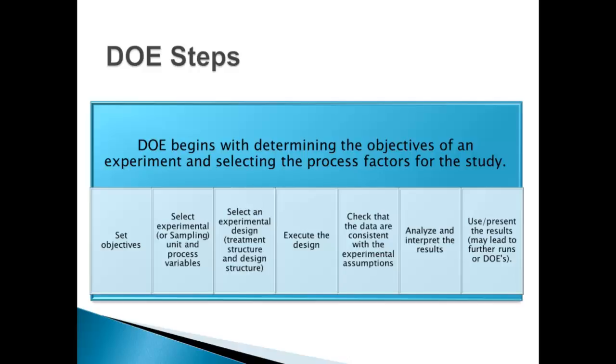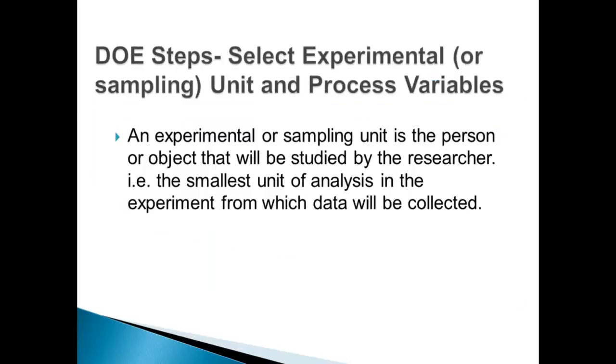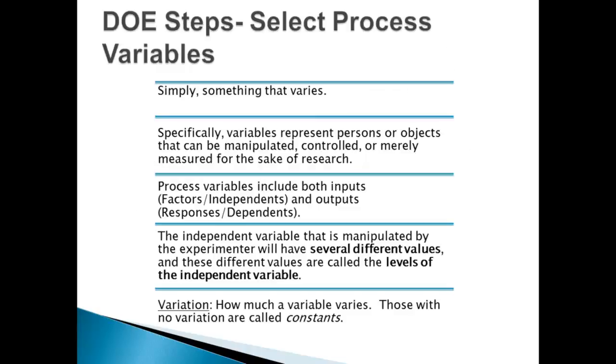So having set the objectives, we then go into select the experimental unit. An experimental or sampling unit is the person or object that will be studied by the researcher, that is the smallest unit of analysis in the experiment from which data will be collected.